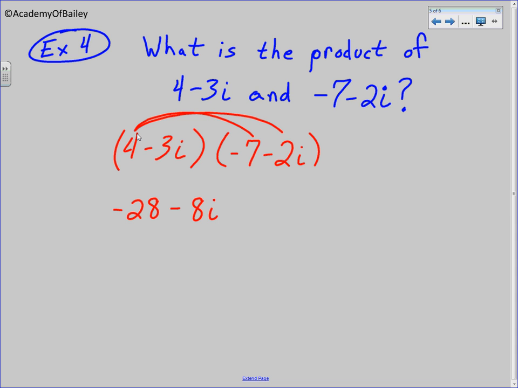Multiply the inner numbers. Negative 3 times negative 7, well, that's a positive 21i. And then multiply the last numbers. Negative 3i times negative 2i. Well, negative times a negative is a positive. 3 times 2 is 6. i times i is i squared. And so this is what we are working with.